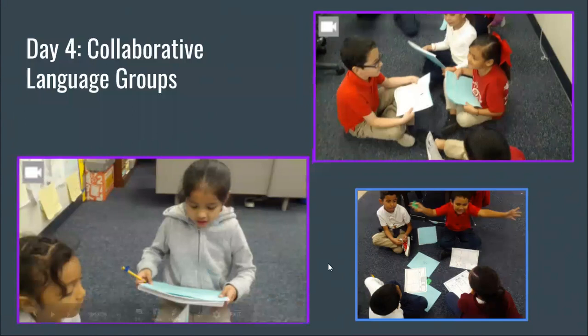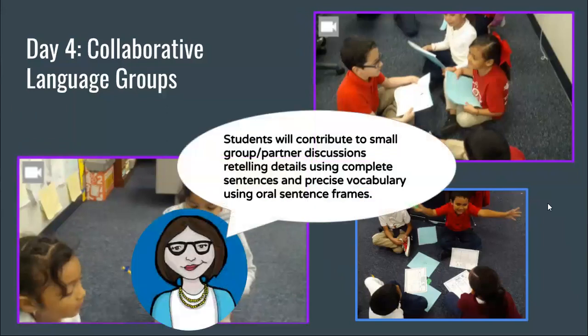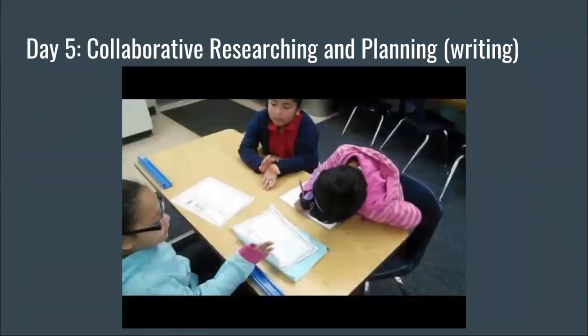Okay, it goes on from there, but you can see in these groups they have differentiated sentence frames. So these students at a level 2 are just beginning to combine words together, and the one student on the right, Najat, she's maybe not ready for that, but Jocelyn is ready to pull her right along with her, and they're just very supportive. So in this day, their language objective is to contribute to small group and partner discussions, retelling details using complete sentences and precise vocabulary, and they're supported by sentence frames.